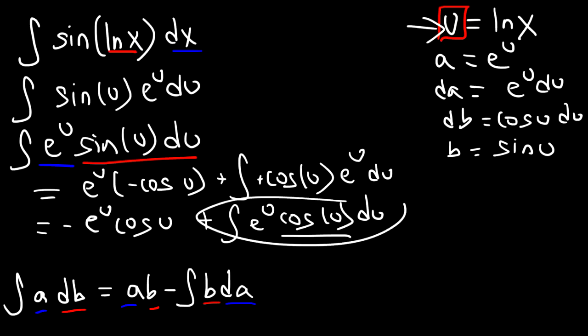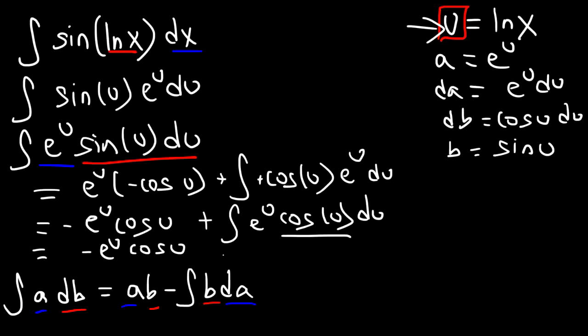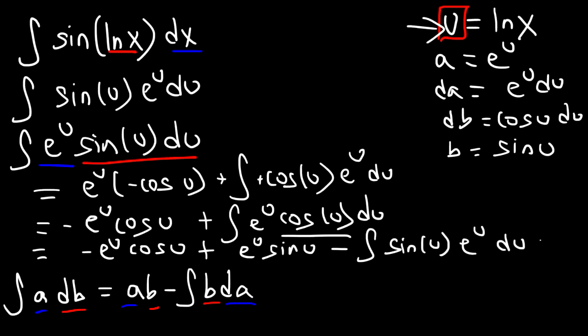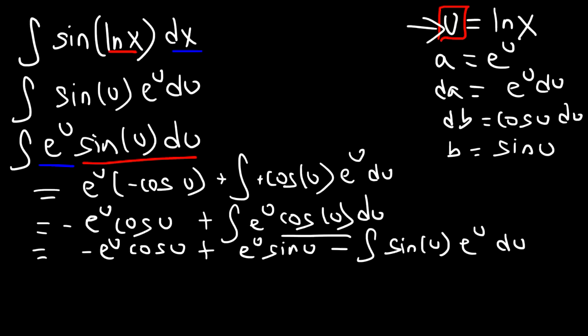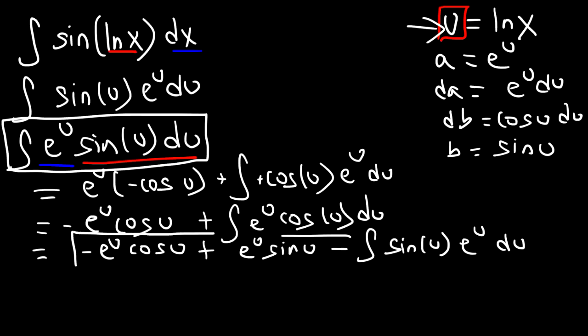So just this part right here, let's focus on that. This part is going to stay the same, and then it's going to be plus AB. A is e to the u, b is sine u, and then minus the integral of b dA. So b is sine u, and dA is e to the u du. So this is equal to what we have here.